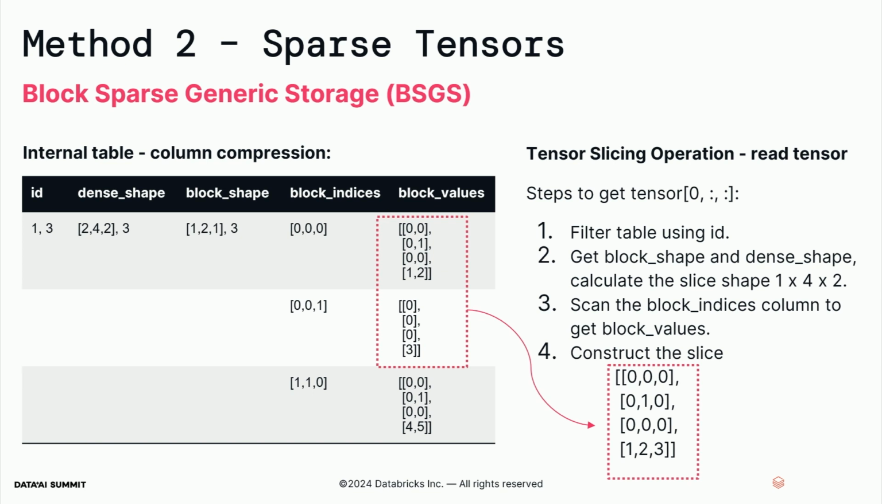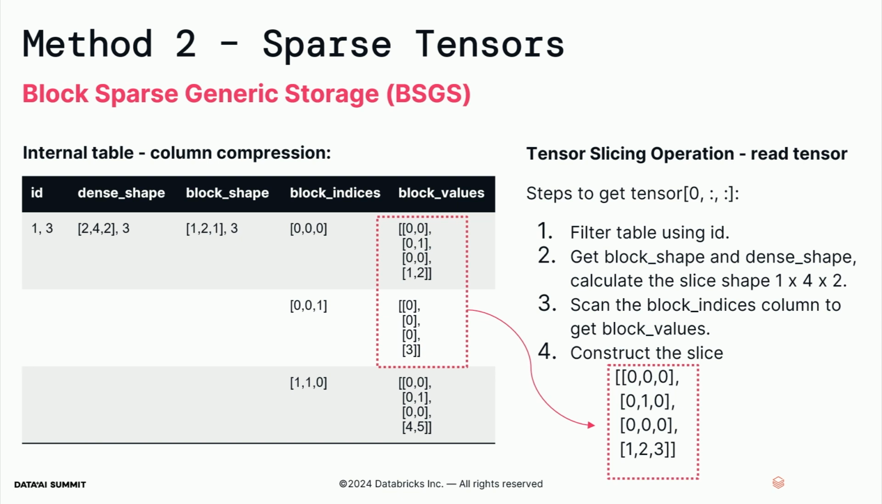So to store the BSGS, we can see an internal table of the Delta Lake. There are some columns like ID, den shape, and block shape. But for the column compression, they can compress the same values, so only the first row's data of these columns are saved. And also, BSGS will support the tensor slicing operation, and the steps are shown on the right-hand side.